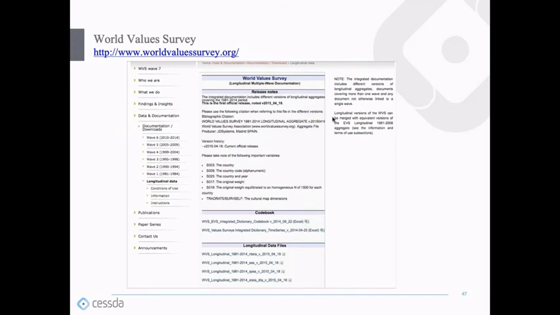So the first survey that I used for my research was the World Value Survey, which is a well-known survey that covers a large number of countries around the world and also a large number of years, starting in 1981. It has its own website and data can be downloaded for free only upon registration. The link to the data is at the upper left corner of this slide.